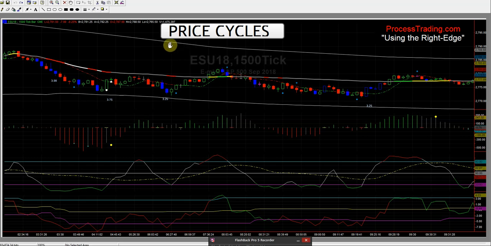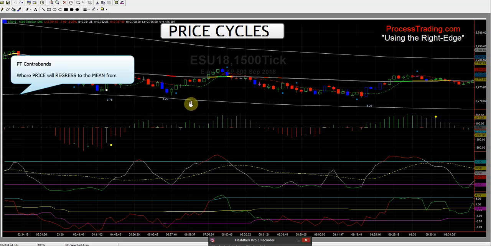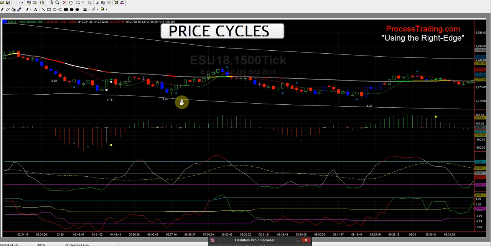Now, this line here and this line here are the contrabands of processtrading.com, and those are where you can take contrarian trades, but they also represent a position from which price will regress back to the mean. And you can see it here. It comes down to close to the contrarian band here, or the contraband, and it regresses back to the mean. It comes down to the contraband, and it regresses back to the mean.